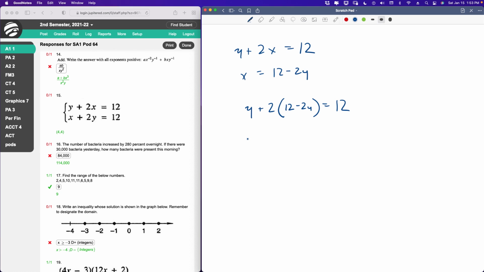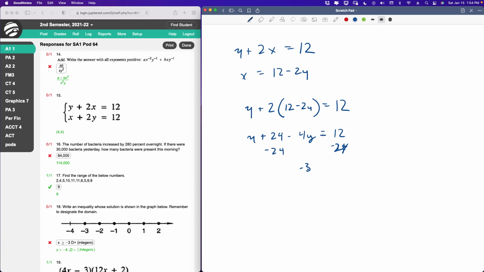Now I'm going to distribute y equals 24. Oh, I'm sorry. I already messed up. Y plus 24 minus 4y equals 12. Subtract 24 from both sides.